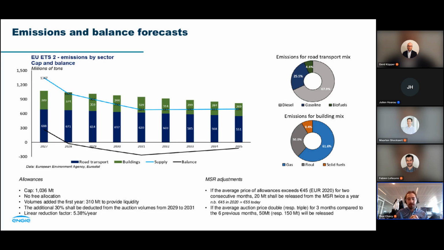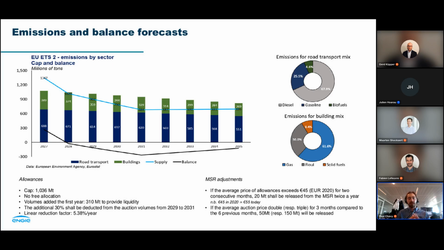And to complete what Martin told about the MSR, it will be key in balancing supply, because, for example, if the average allowance price exceeds 45 euros per ton for 2 consecutive months, 20 million allowances will be released from the MSR, and this is twice a year. And bear in mind that we often talk about that 45 euros threshold for the EU ETS2, but it is considering 2020 euro value. So given inflation, it will now be more like 55 euros in 2027, even 60 euros. And if the prices rise too fast, more volume will also be added.